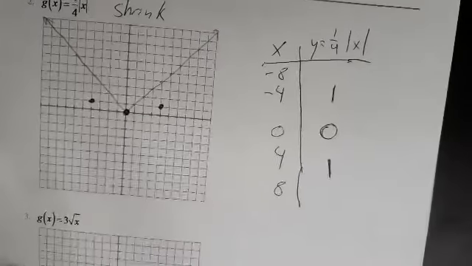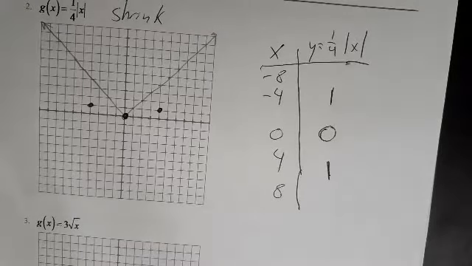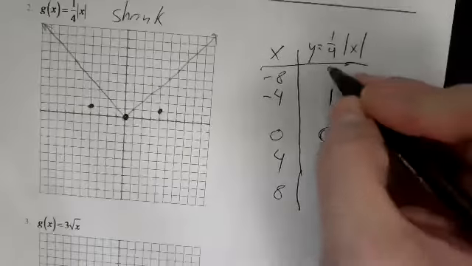Sort of like the other one shrunk. So we might want to pick a few more points. 8 would be the next thing that would be easy to do. And if we plug in 8.